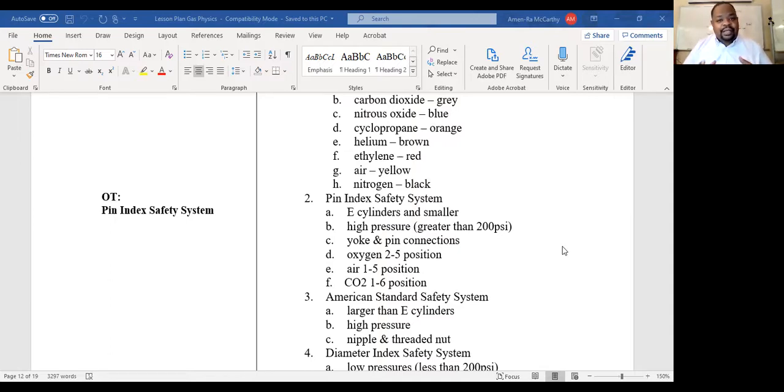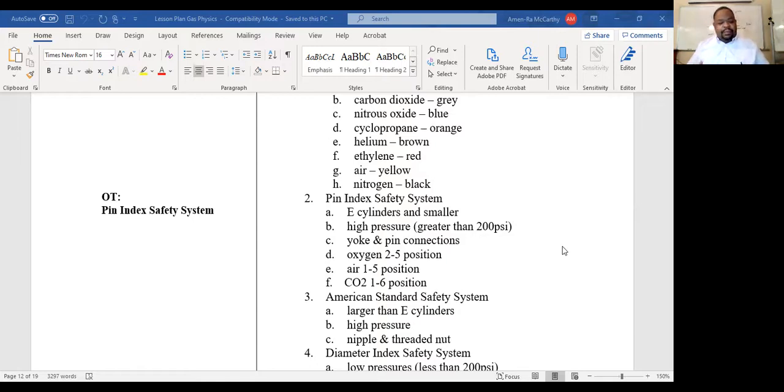Because I don't want to put an oxygen regulator on a nitrous tank if I'm colorblind and I can't see that it's blue. Or what if I put it on an ethylene tank? I don't want somebody breathing in ethylene, or cyclopropane. It will kill them. So color is not what you need to have.